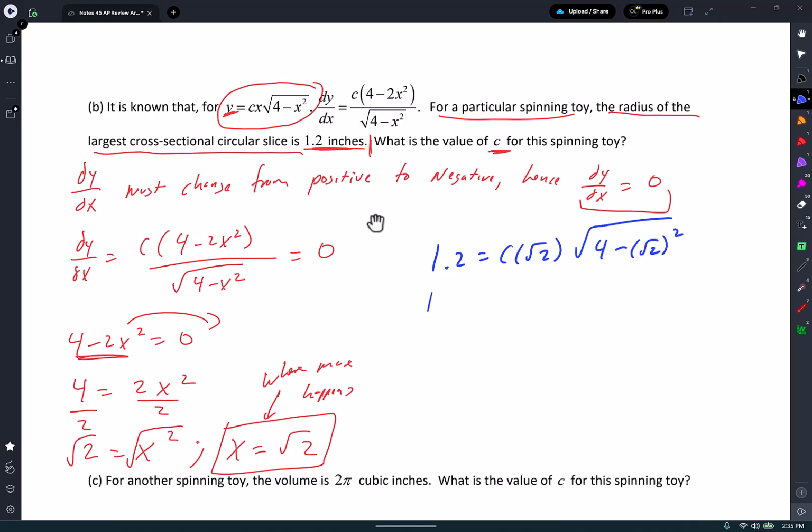All right, let's see. 1.2 equals c times square root of 2, times square root of 2 squared is 2. 4 minus 2 is another square root of 2. Remember, this is no calculator. I see a square root of 2 here, and I see another square root of 2. What's square root of 2 times square root of 2? 2. So I have 2c. And then how do I get c by itself? Divide. So what's that? 0.6.